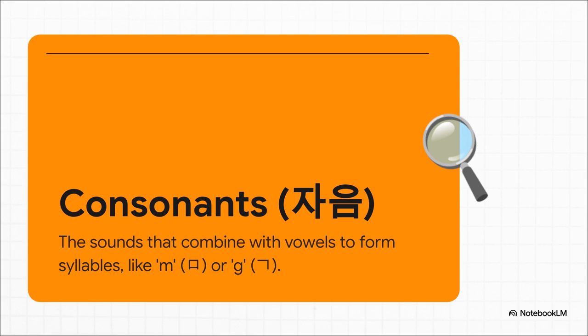These are the sounds that kind of give the vowels their shape. For instance, this little square, that's a soft M sound. And this one here is a G sound. Once you recognize these basic shapes, you're pretty much ready to start building words.